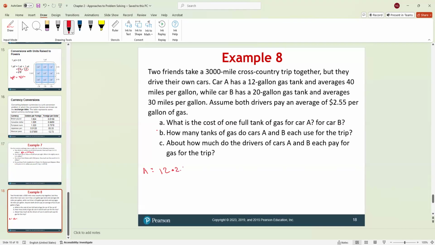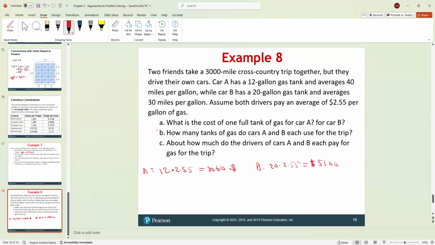It takes 2.55, 12 times 2.55, because that's the maximum it can take. If you multiply, it's going to give you $30.60. That's car A. But car B, remember, it's 20 gallons. So we're going to take 20 times 2.55, which gives you $51. So a full tank for car A is $30.60, and a full tank for car B is $51. So that's where you're going to start.